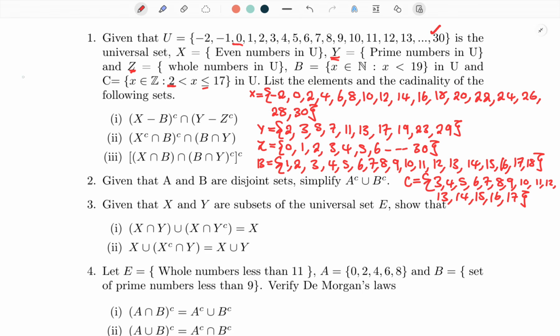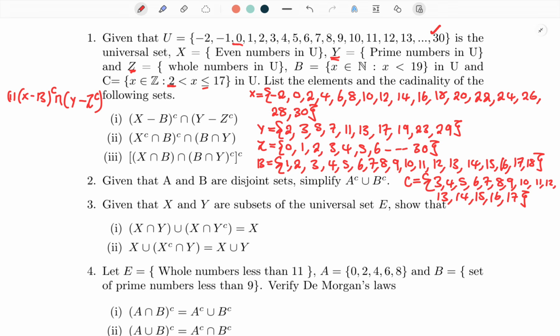They've given you x minus b complement, then an intersection, y minus z complement. Sorry, the complement is actually inside, so this is z complement. How exactly do you solve this particular set?